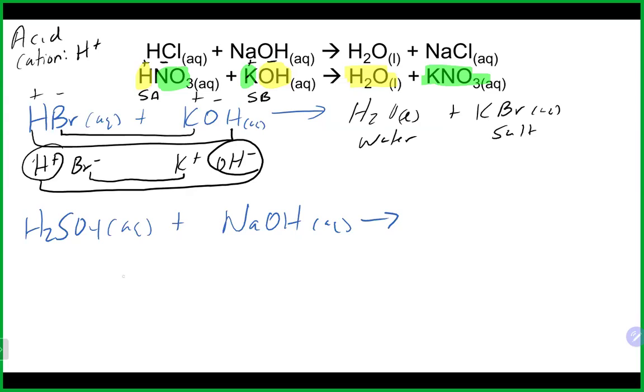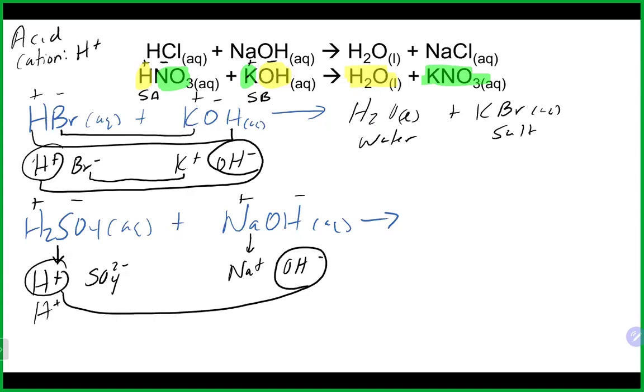Bottom one, same deal. Positive, negative, positive, negative. Basic unit of this guy, again, is H plus, right? Basic unit of this is sulfate, right? That's why we actually have two of those guys to balance out the charge to 0. Here, this is going to be a sodium ion and a hydroxide ion. Once again, we're going to swap partners. So we're going to get our water formed like this.